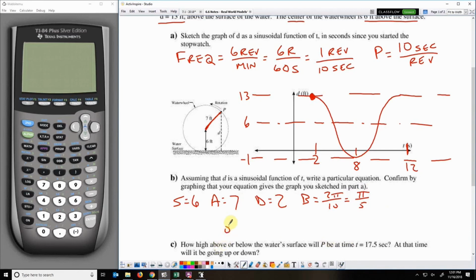So our equation, d equals sinusoidal axis, and then we're starting at the top, that's cosine, since we're starting at a displacement of 2, the top means plus cosine. 7 is the amplitude, so plus 7 cosine. Then b, pi over 5, times t minus 2, since our displacement is 2 to the right. And for my variable here, I'm going to use t for time.